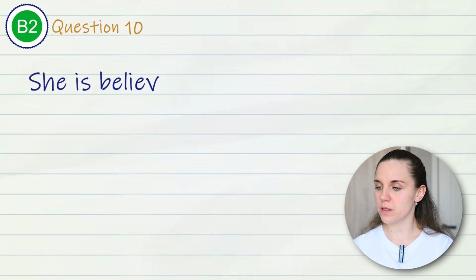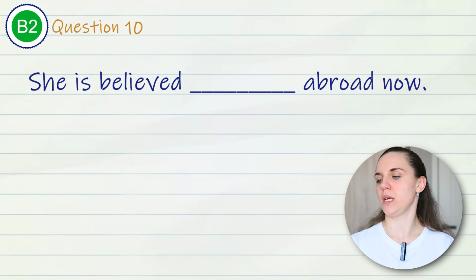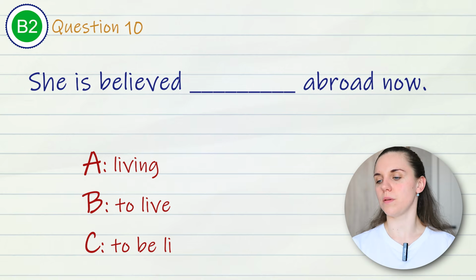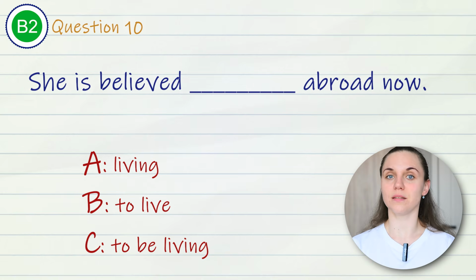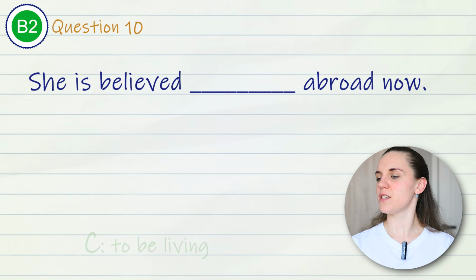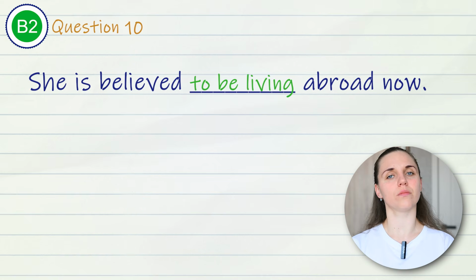Finally, the last one. Question number 10. She is believed abroad now. Is it A, living, B, to live, C, to be living? The answer is C. She's believed to be living abroad now.